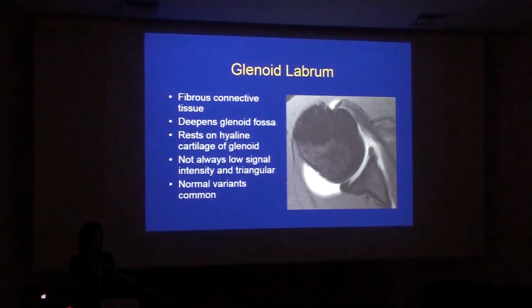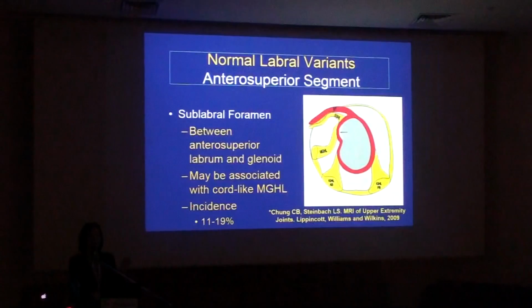Now here we see our labrum attached to hyaline cartilage and the glenoid, and it's fibrous connective tissue. It deepens the glenoid fossa, providing more stability, and it's not always low signal like we see here. This is a T1 weighted fat suppressed MR arthrogram, and they're beautiful kind of rounded or triangular structures here. Not always, especially as we age. We get ossification, synovialization. It starts to atrophy a little. Those are okay, but you don't really want to see high signal in the labrum, morphologic distortion, where it's very irregular. And we do have a lot of normal variants, mostly in the superior and the anterosuperior portion.